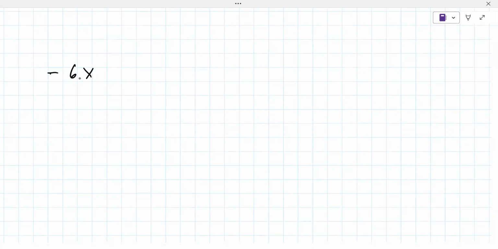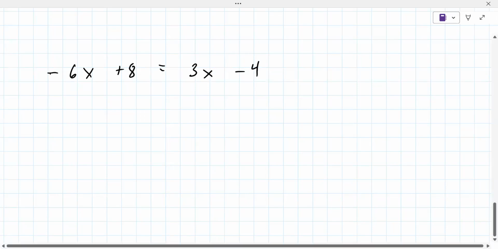Okay, let's try another one here. Negative 6x plus 8 equals 3x minus 4. So go ahead and, actually, I'm sorry. I have one modification here. Sorry, that should be 6x. That will work out much better. Sorry about that. Go ahead and give that a try, please.